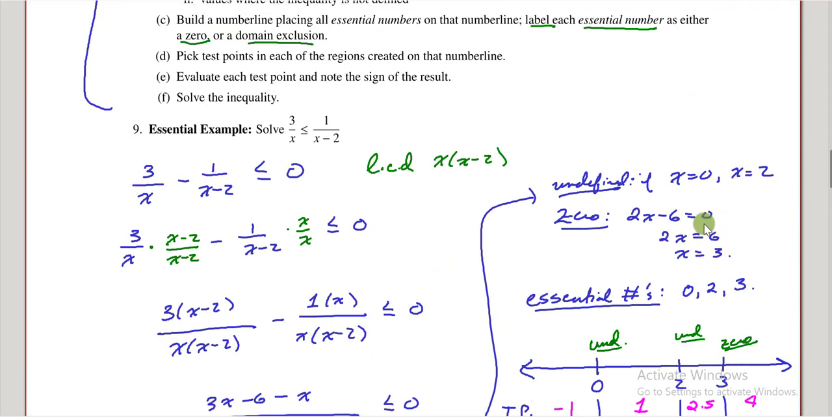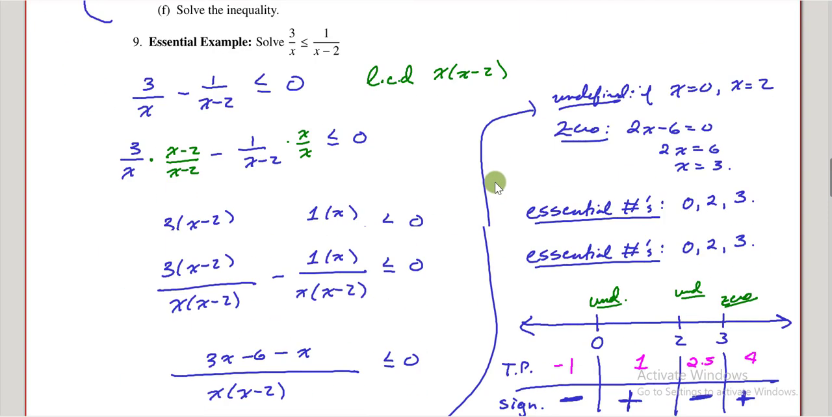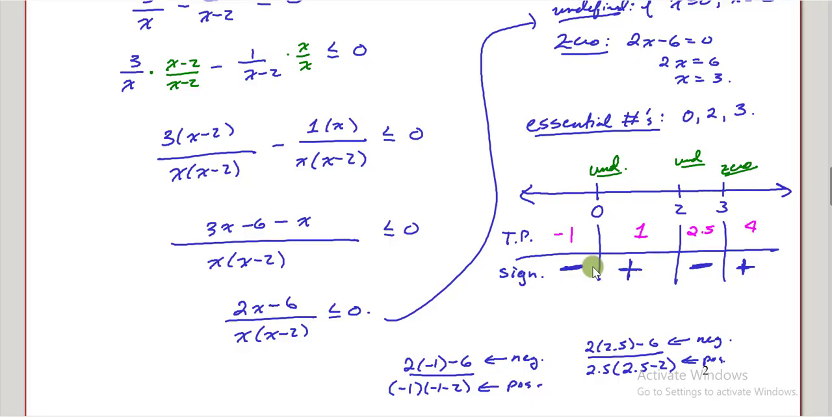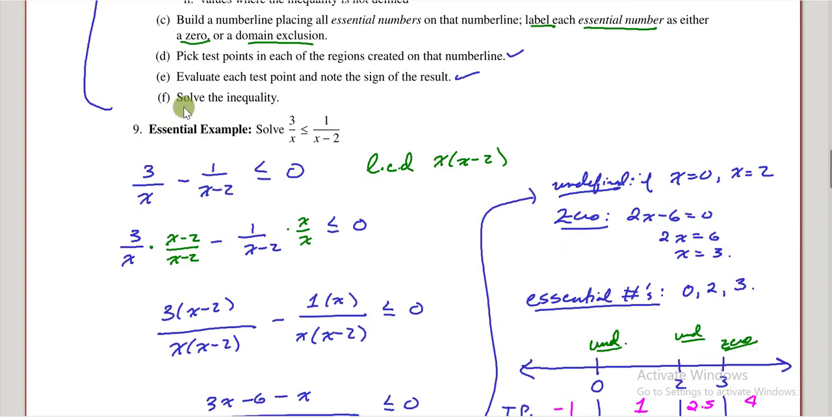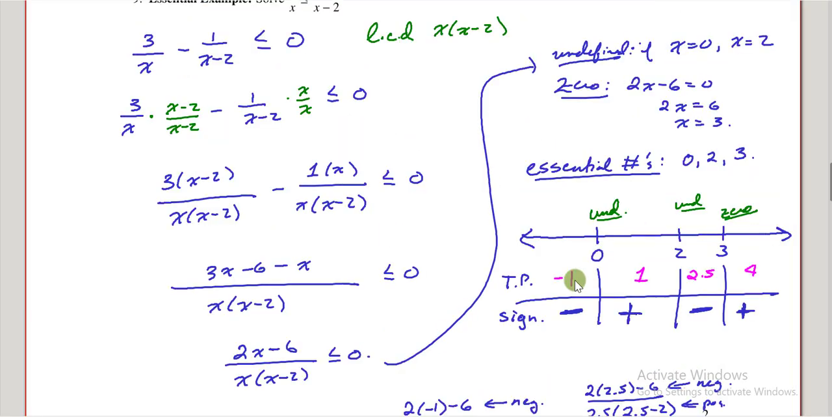So this is the sign chart that we were talking about here. We picked test points to create the regions, and then we evaluated those test points to note the sign of the result. So I've now done all but the final step of this process. The final step is to go ahead and answer the original question, which was way back here. We want to know, where is this expression less than or equal to 0?